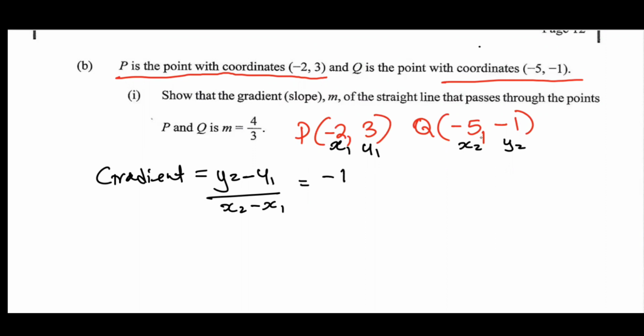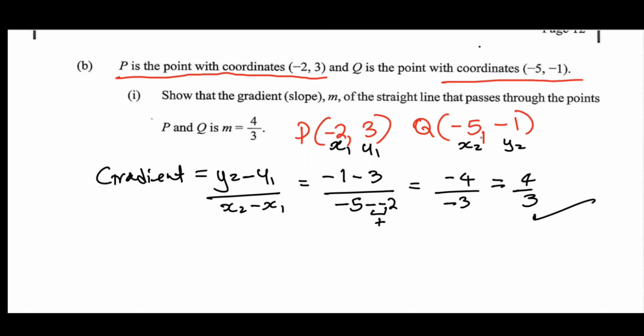Substitute -1 minus 3, and then we have -5 minus. So in this case, we'll have -4 on top, and these two will turn into a plus. So we'll have -3. And when you break this down, we actually have +4 over +3. So the gradient that we're looking at is 4/3, which syncs back with what they want us to show, that the gradient is 4/3 right there.